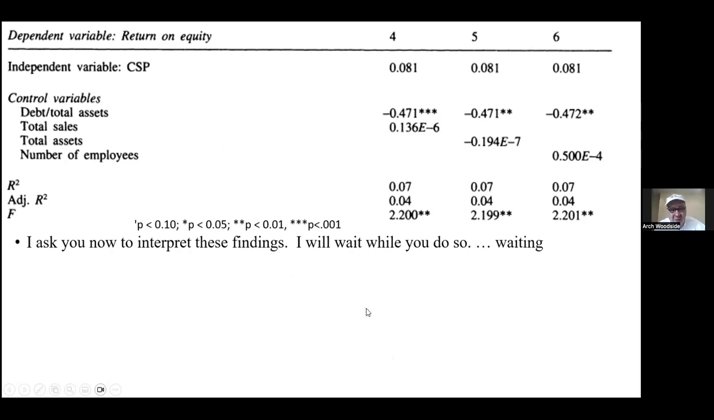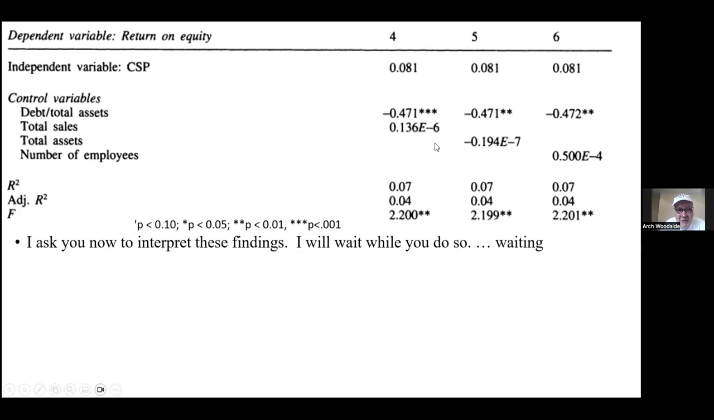But look, if you're going to get a PhD and do research publishable in journals, you need to be able to read these tables, read this type of information. And here's the model 4 test of CSP along with debt to total assets. And you would expect a negative relationship. The larger the debt, the lower the financial performance. And it's found negative in model 4, negative in 5, negative in 6. And of course, you got the same data set, so you would expect that.